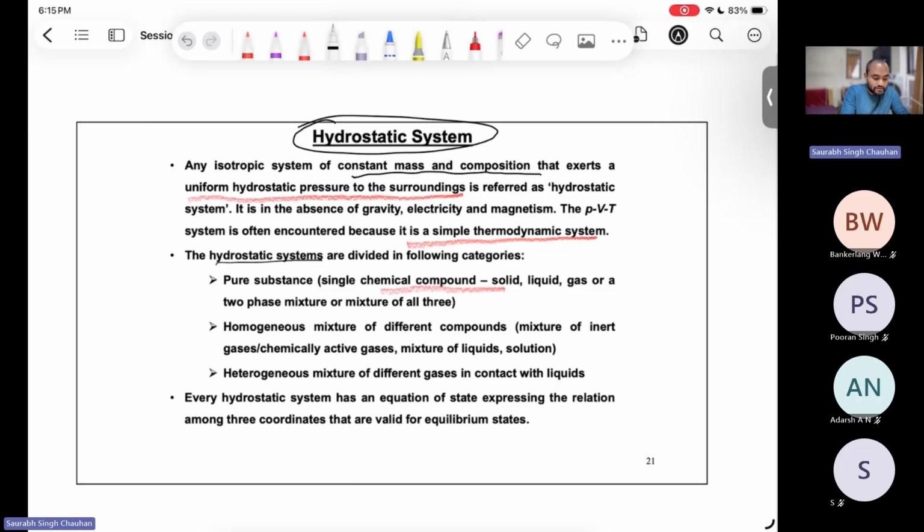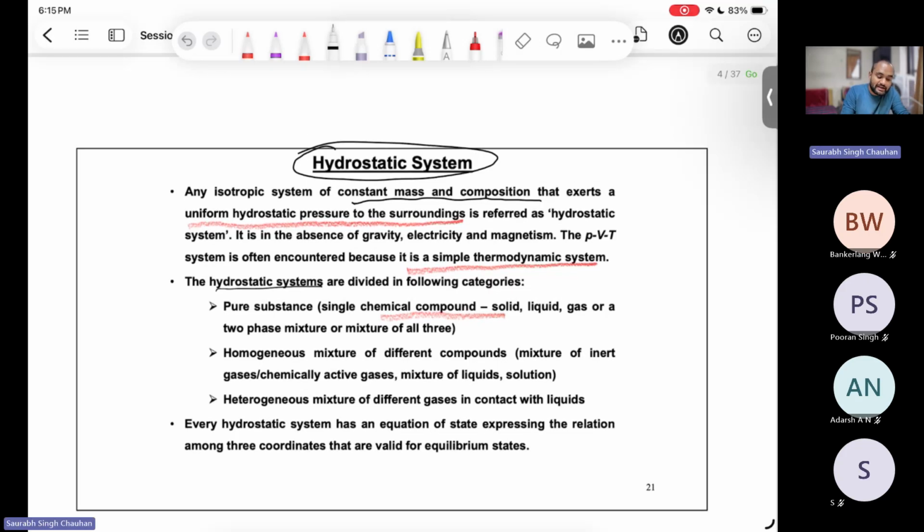Okay. So when we have this type of system, then how many independent properties will we require? We will require only two independent properties to define the state of the system. Okay. The remaining properties can be calculated from these two properties. These two properties can be pressure and volume. Then temperature you can calculate from these two properties. Or this can be pressure and temperature. Then you can calculate volume from these two properties using the equation of state.